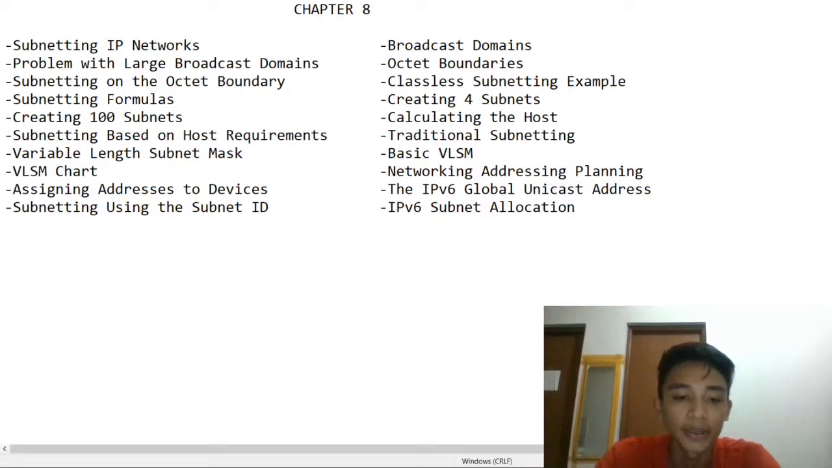Octet boundaries. Every interface on the router is connected to a network. The IPv4 address and subnet mask configured on the router interface are used to identify the specific broadcast domain. Recall that the prefix length and the subnet mask are different ways of identifying the network portion of an address.